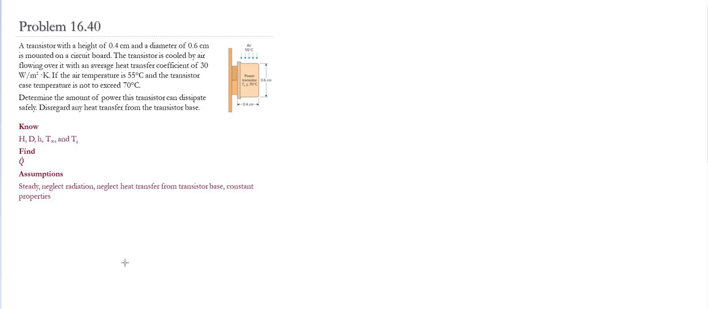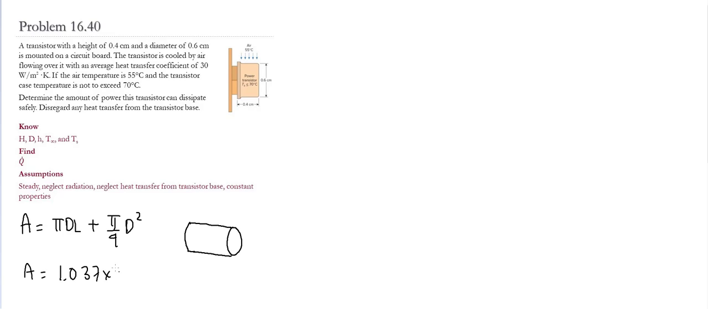We need to disregard any heat transfer from the transistor base. For this problem, we could treat the transistor as a cylinder, something like this. Notice that the exposed area to convection is going to be the surface area plus the cross-sectional area. So the total area is going to be pi D L, the surface area, plus the top cross-sectional area, pi over 4 D squared. The total area exposed to the fluid is equivalent to 1.037 times 10 to the negative 4 meters squared.